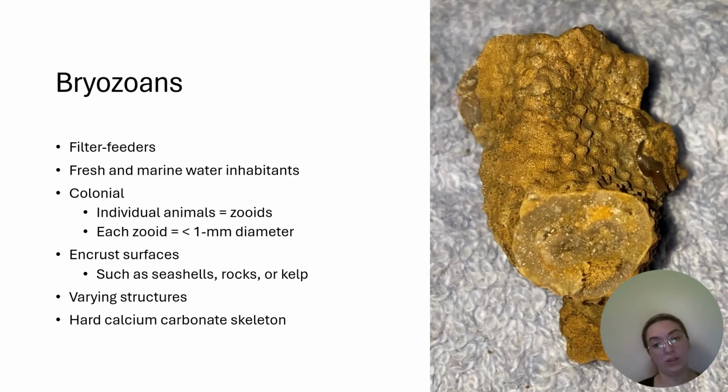Okay, introducing bryozoans. Bryozoans, or small filter-feeding invertebrates, can be found in freshwater and marine habitats. In most species, tiny bryozoan individuals, known as zooids, form colonies that encrust surfaces, develop branching structures, or in freshwater species create gelatinous blobs. Each zooid is only less than a millimeter in diameter, so they're really small. And despite their small size, marine bryozoans are abundant in many fossil assemblages due to the preservability of their hard calcium carbonate skeletons.